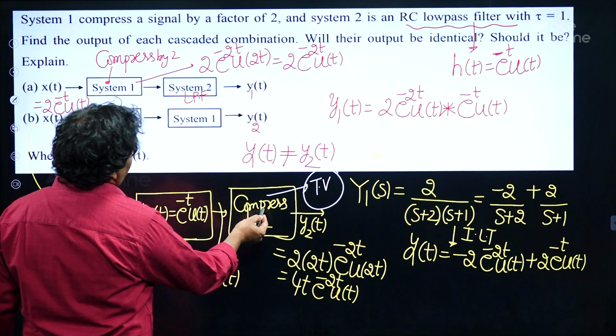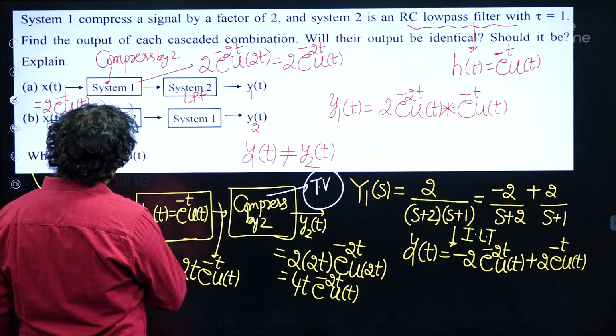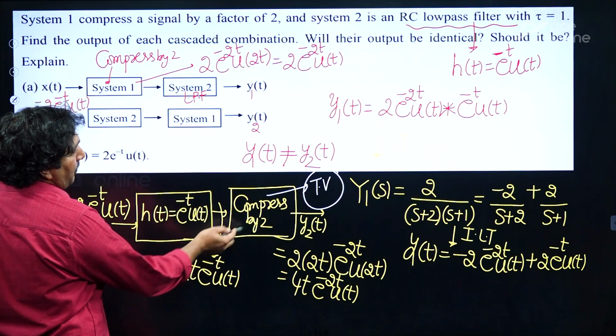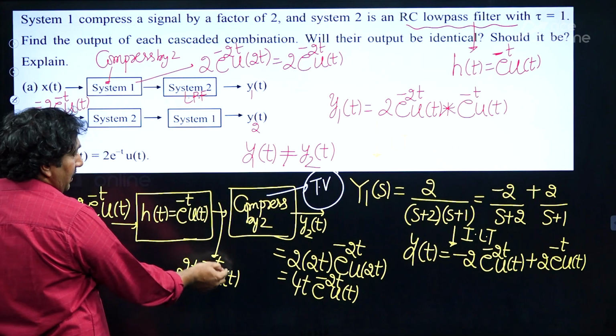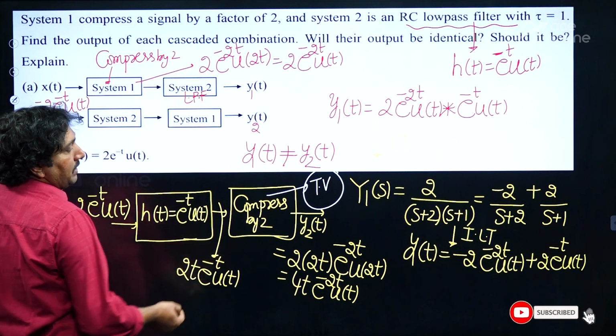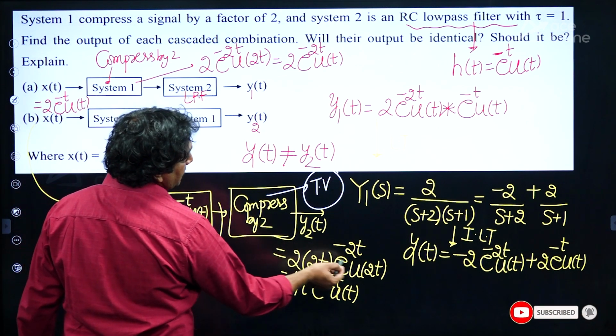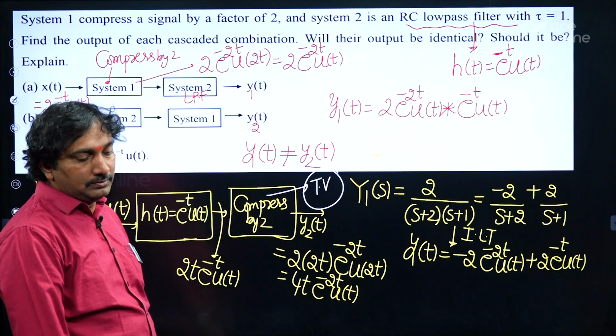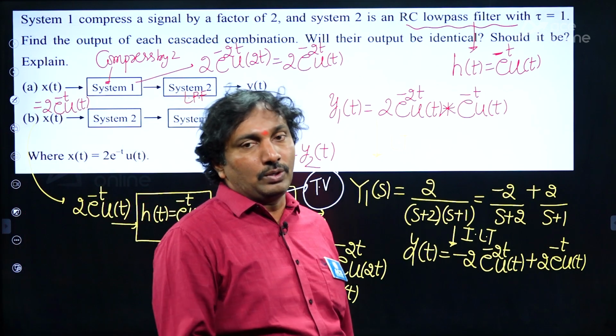System 2 is compressed by 2 in the lower example. When you convolve a decaying exponential with itself, this is the standard answer. Compressed by 2 means whatever input you are giving, their t is replaced by 2t. But u(2t) is u(t) from its definition.